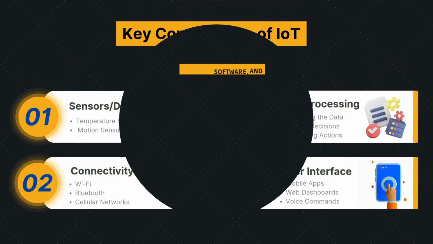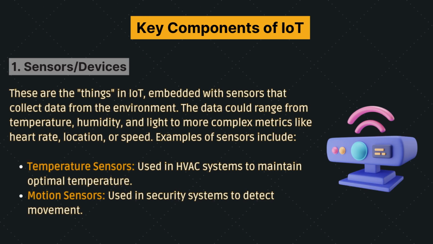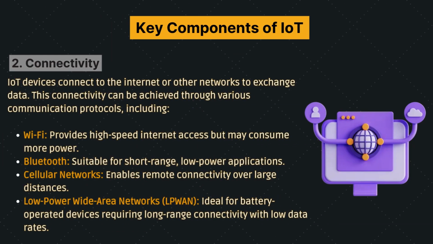Now, let's discuss the key components of IoT. The key components of IoT are sensors, devices, connectivity, data processing, user interface. The first one is sensors or devices. These are the things that gather information from their surroundings, like measuring temperature or humidity. For example, temperature sensors help keep our homes comfortable, while motion sensors can alert us if there's movement in a room.